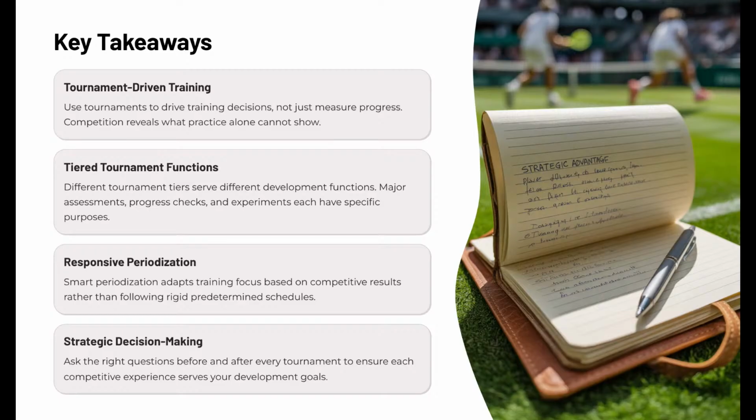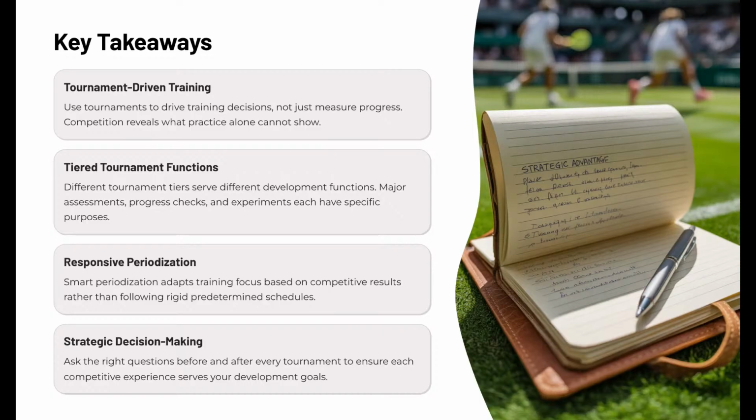Takeaways. Use tournaments to drive training decisions. That's the whole goal: what do I need to work on? Did what I work on actually get better? So therefore I don't need to work on it anymore, or maybe I need to work on it a little bit more. So drive your training decisions from the results from tournaments.